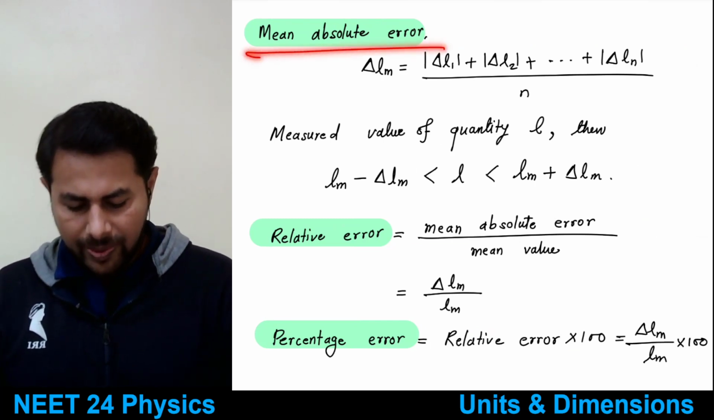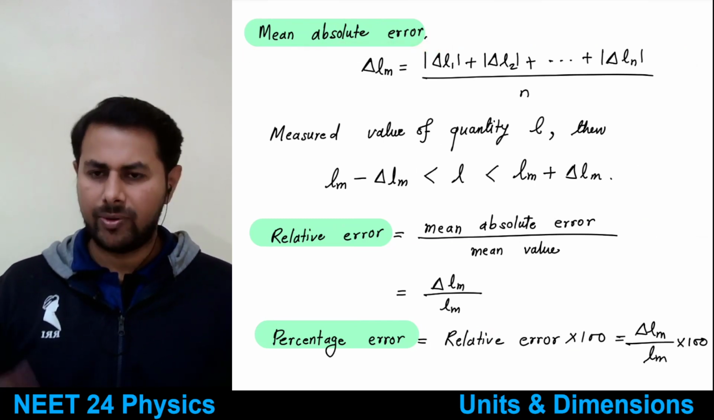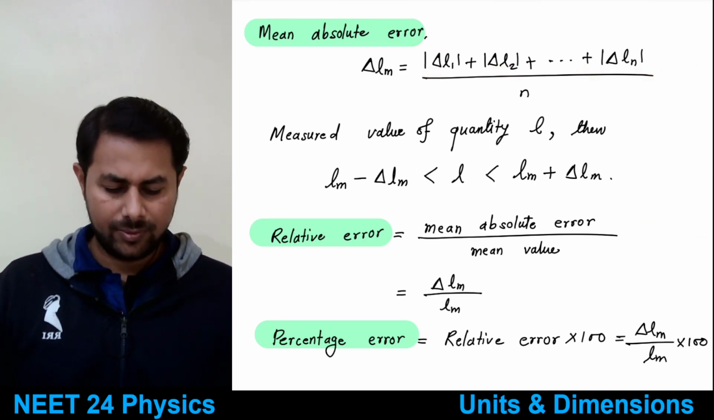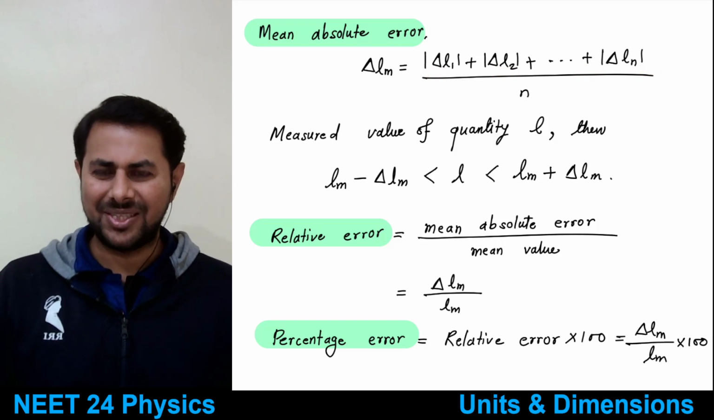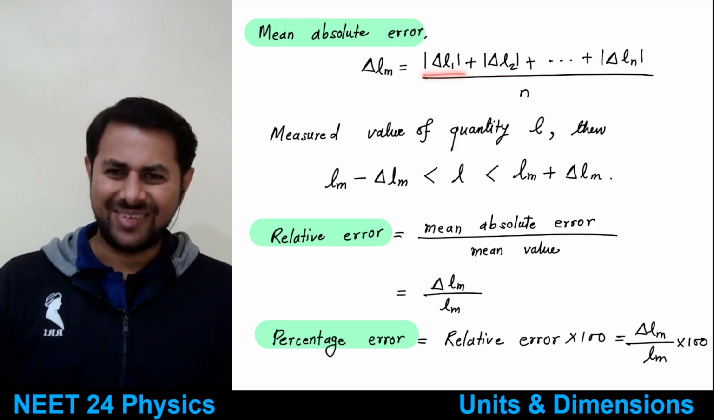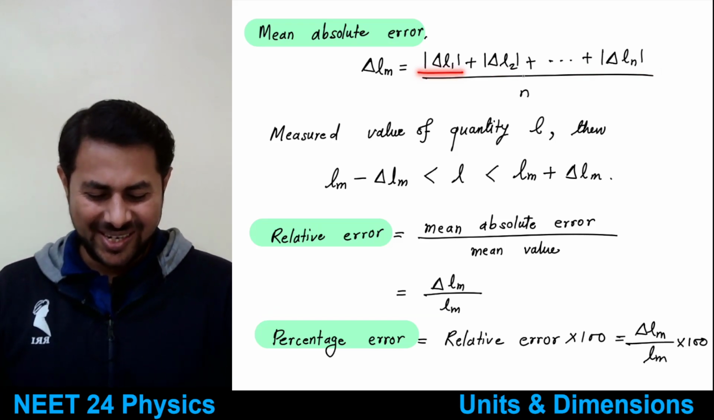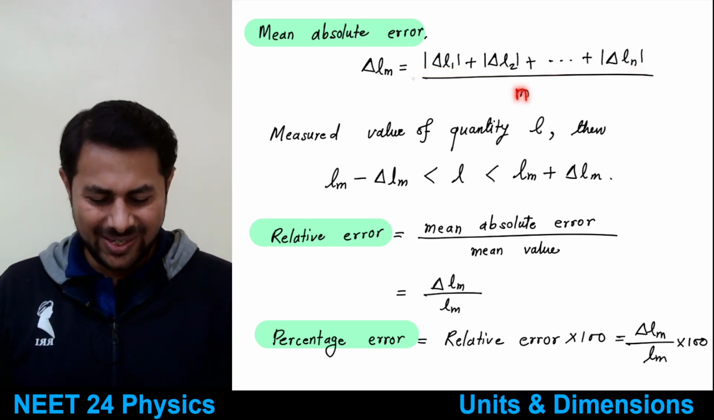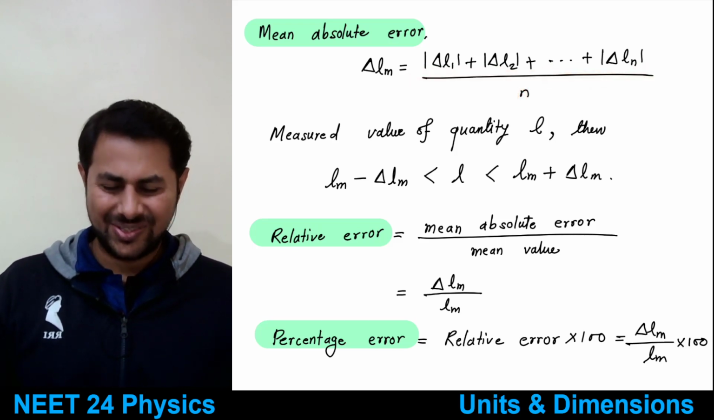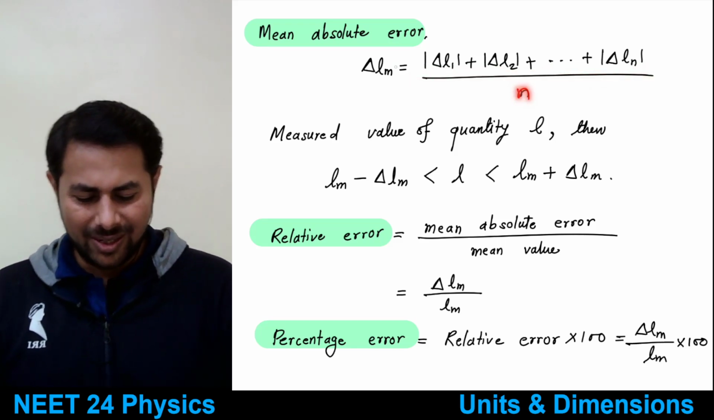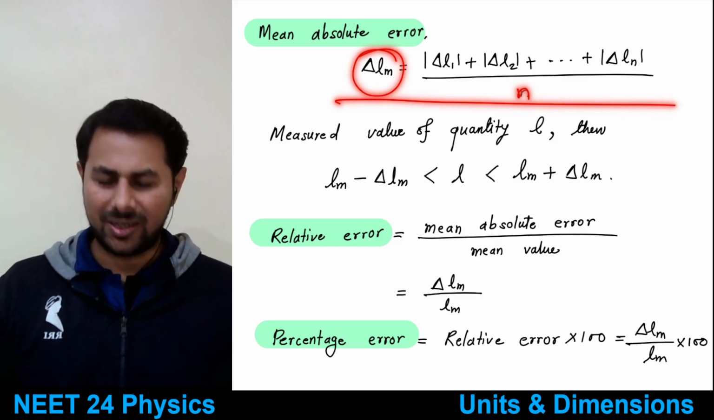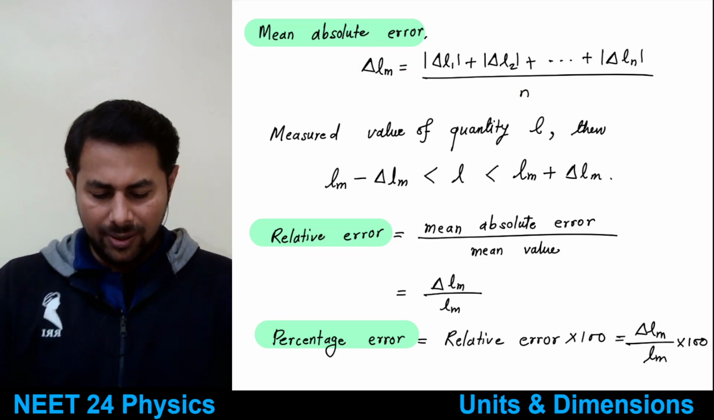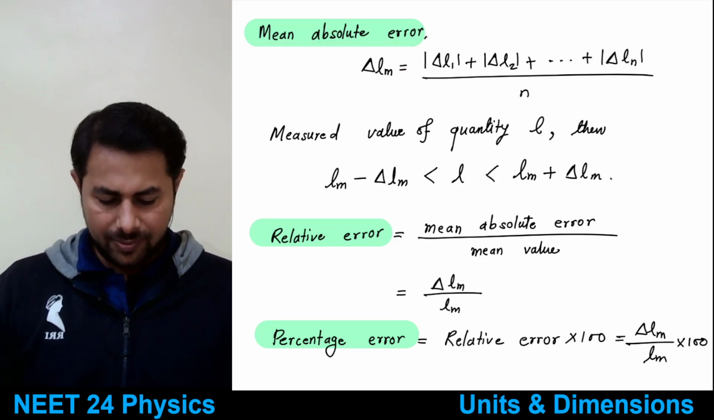Then we find out the mean absolute error. What will be the mean absolute error? Just take absolute errors in all measurements. The quantity is same, measurements are different. Just take absolute errors in all measurements, add it up, and divide by number of measurements. So you get the mean absolute error.